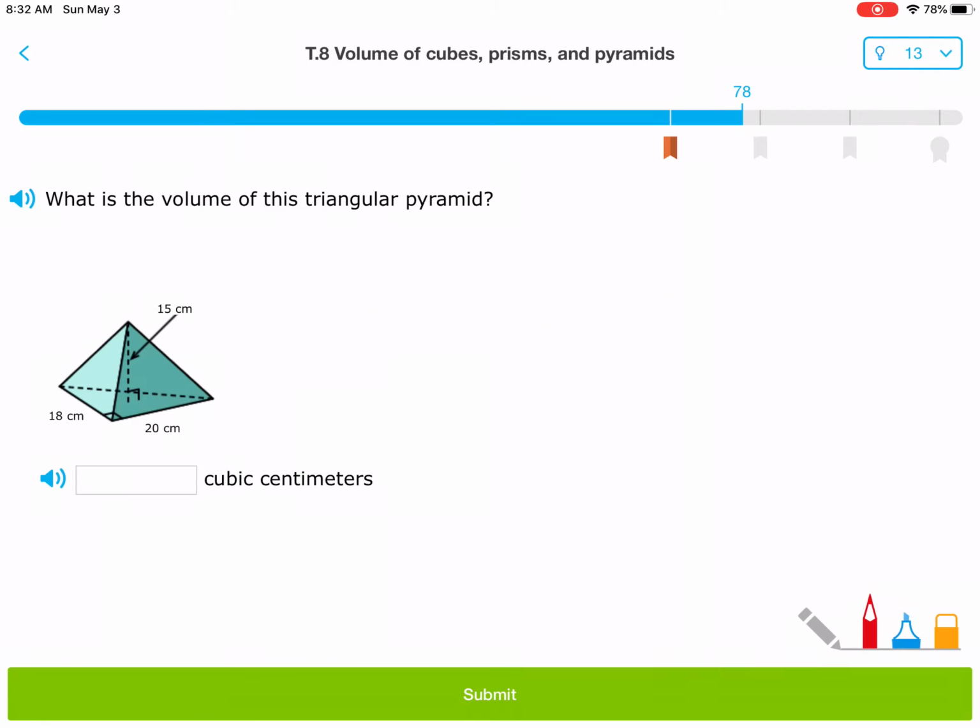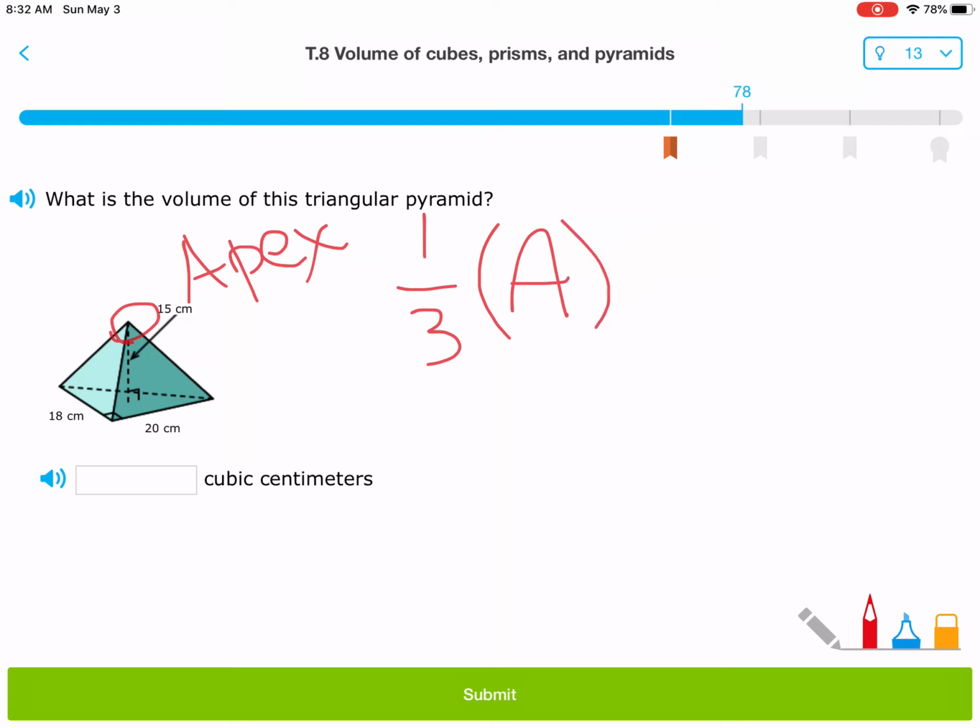This is a pyramid. Okay, so this is a pyramid because everything meets at the top here at an apex. Okay, that point is called its apex. So now we're back to that other formula. Do you remember what that formula is? It's 1/3 times the area of the base times the height of the shape.